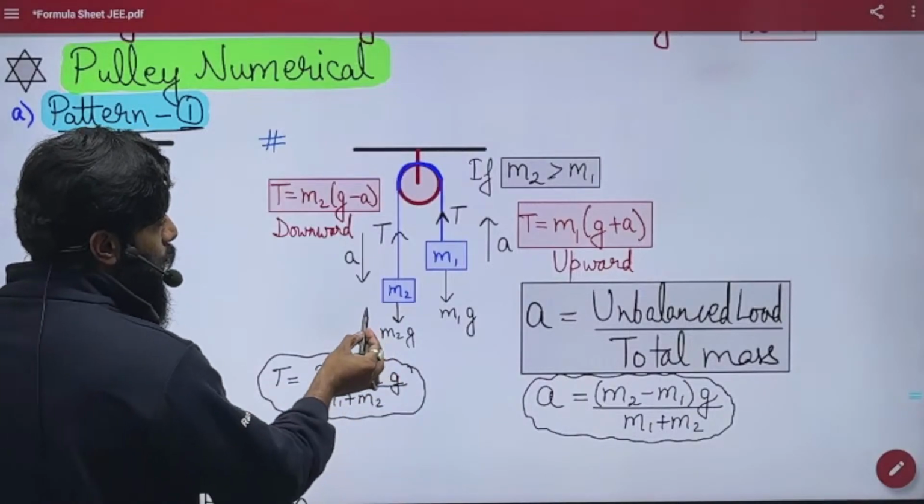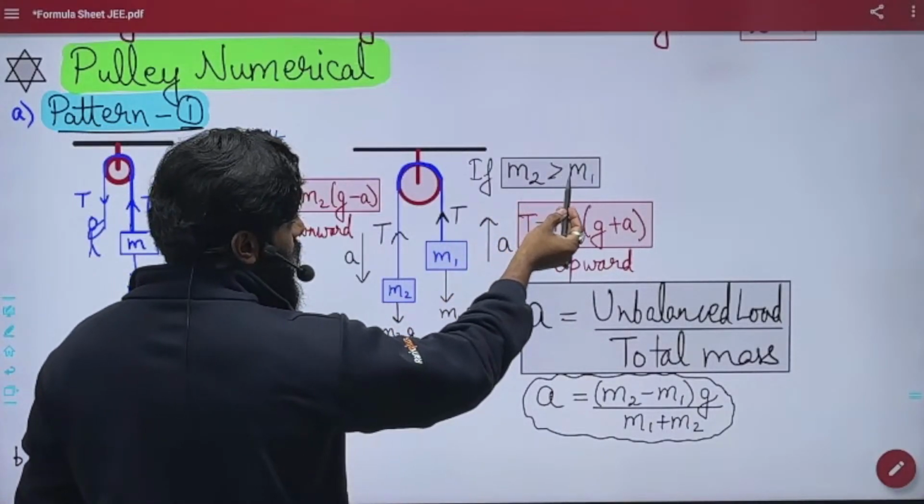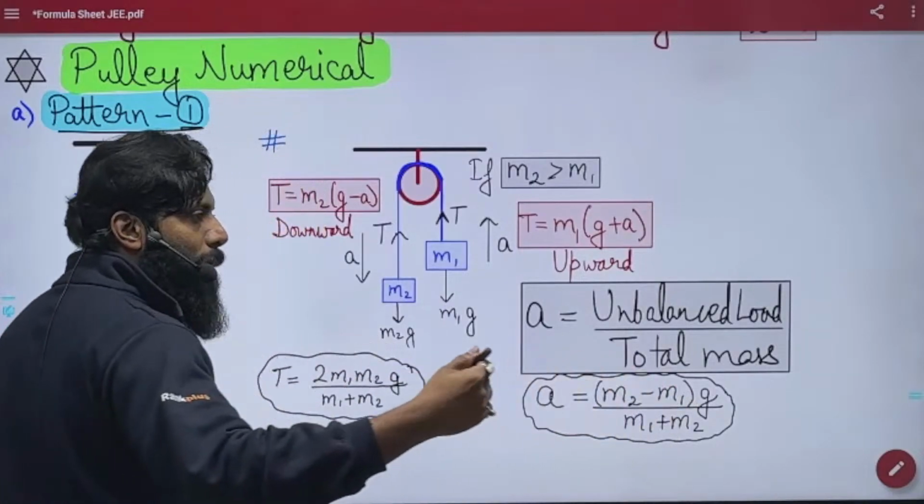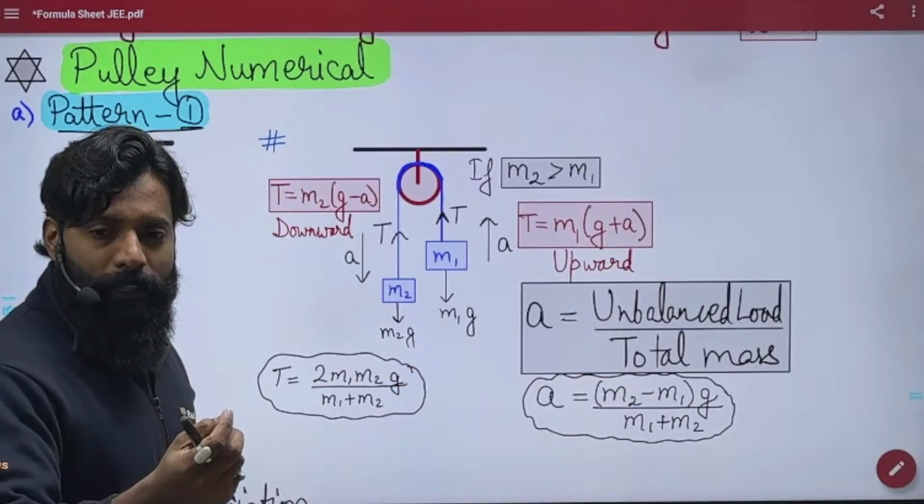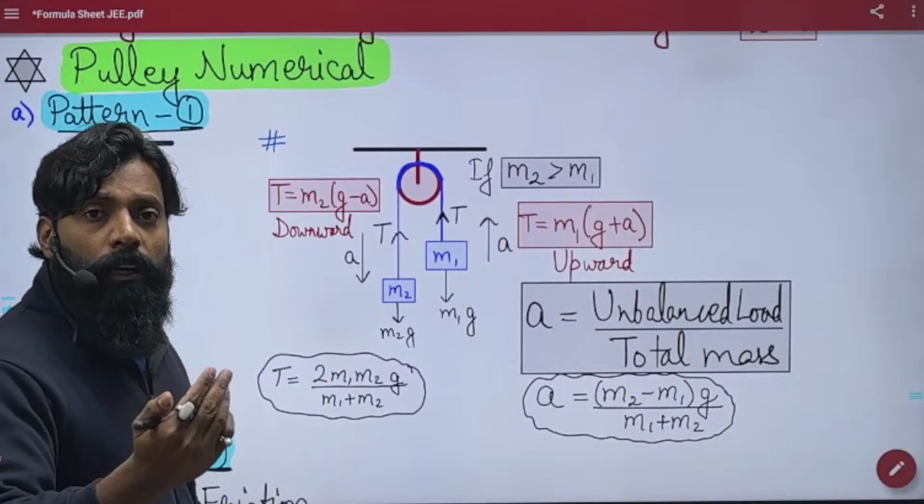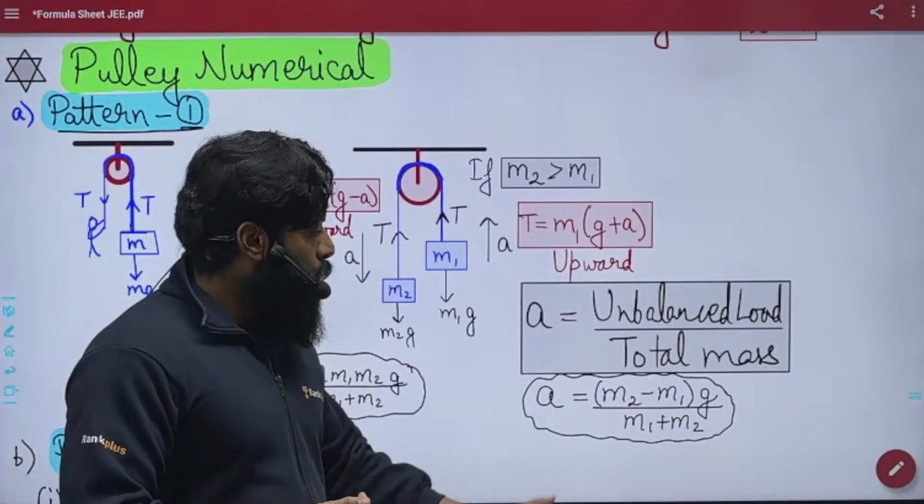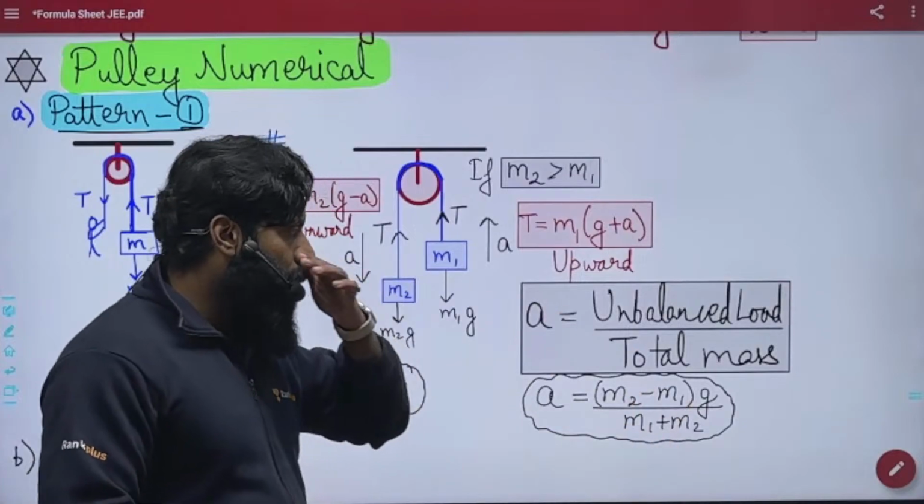In this scenario, if I'm considering that m2 is greater than m1, the acceleration is (m2 minus m1) multiplied by g. Why am I multiplying by g? Because I have to get the load, and load is a kind of weight. So a equals (m2 minus m1)g divided by (m1 plus m2), right?